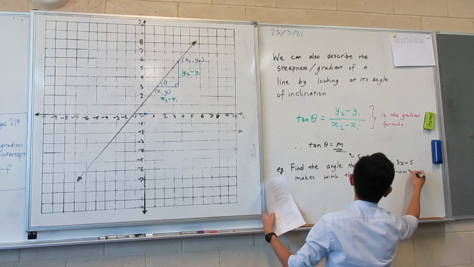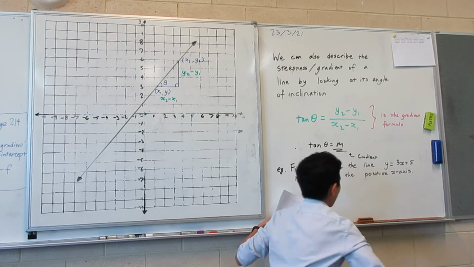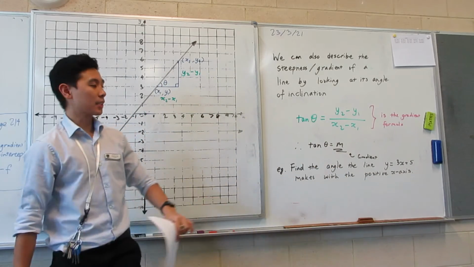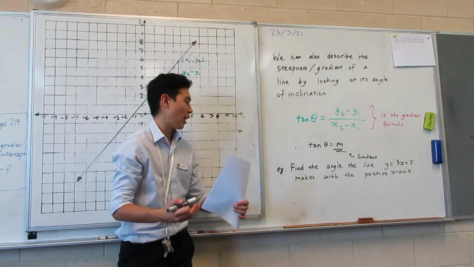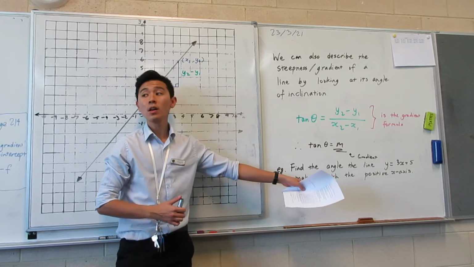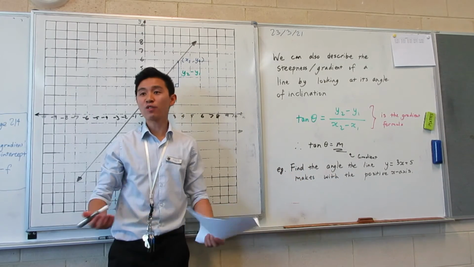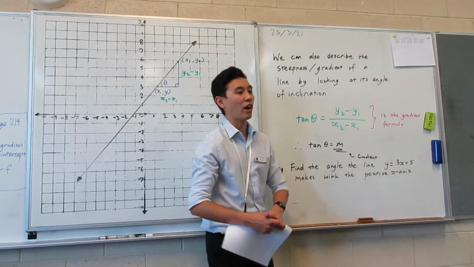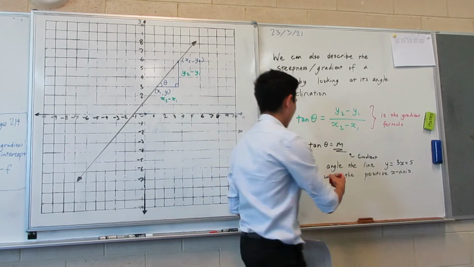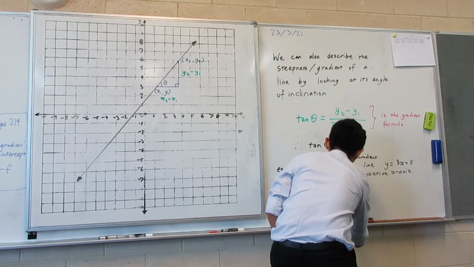Now, when we're talking about the angle of inclination, we normally talk about it with respect to the positive x-axis. So if we're trying to find the angle the line y equals 3x plus 5 makes with the positive x-axis, let's first find the gradient of this line. What's going to be the gradient of our line y equals 3x plus 5? 3. It's just the number in front of the x. So m is equal to 3.